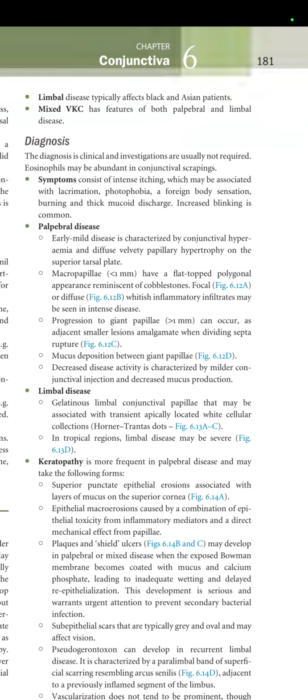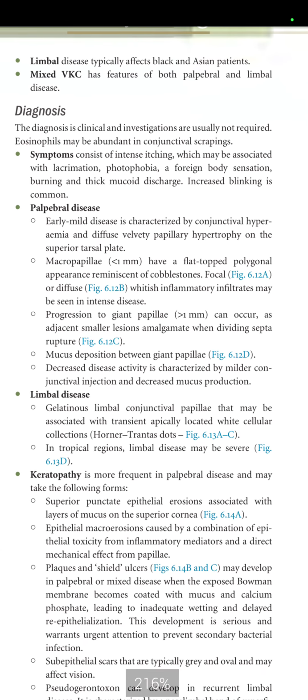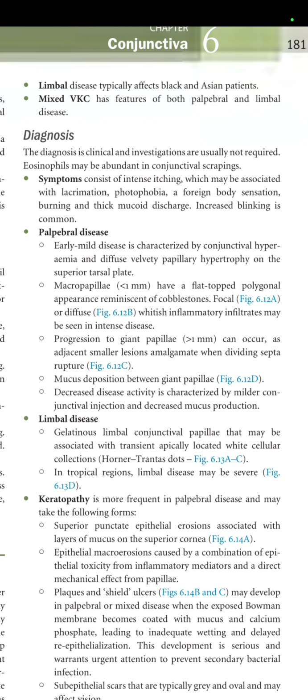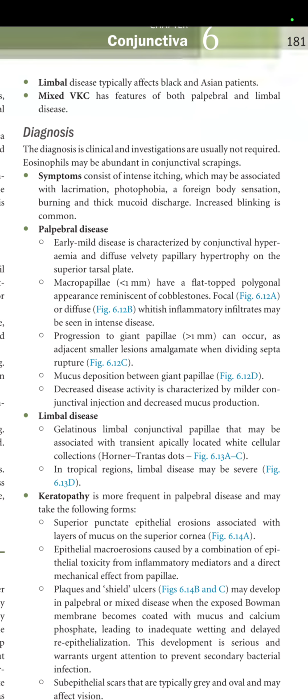Diagnosis. The diagnosis is clinical and investigations are usually not required. Eosinophils may be abundant in the conjunctival scraping. We do not do investigations because it is a clinical diagnosis.